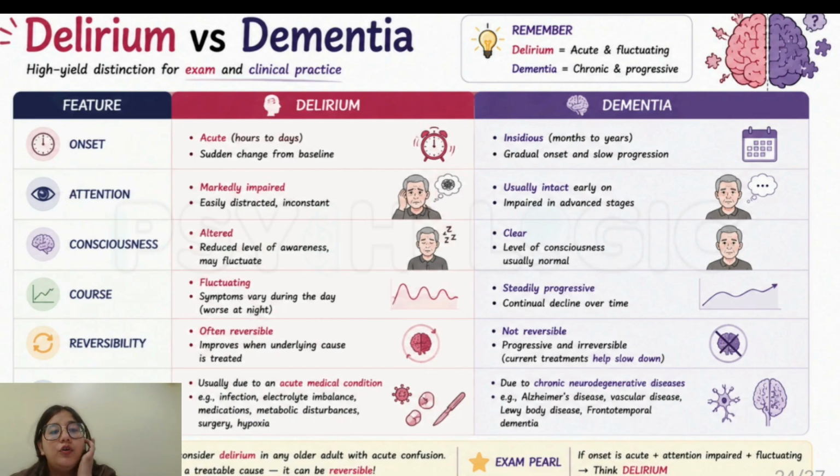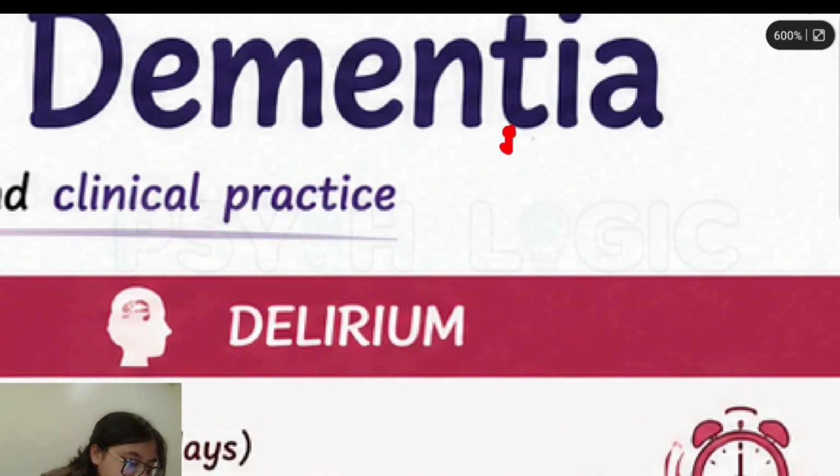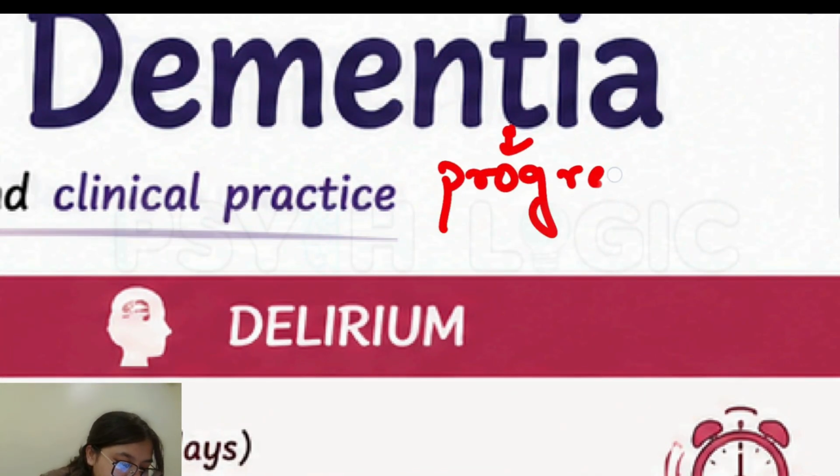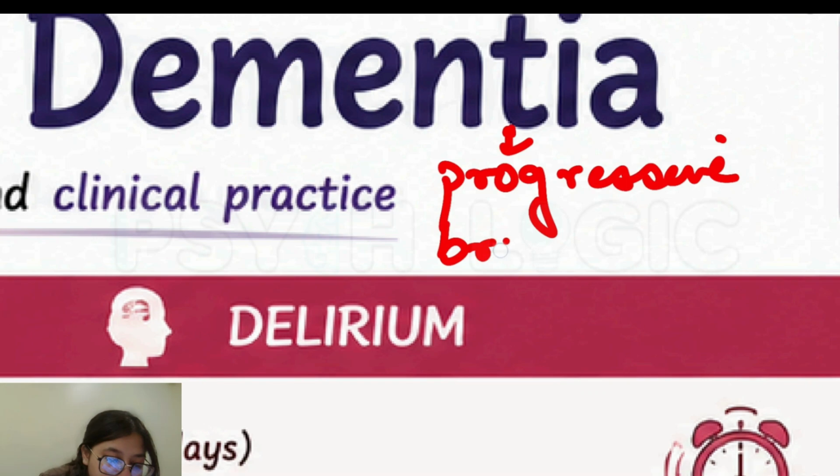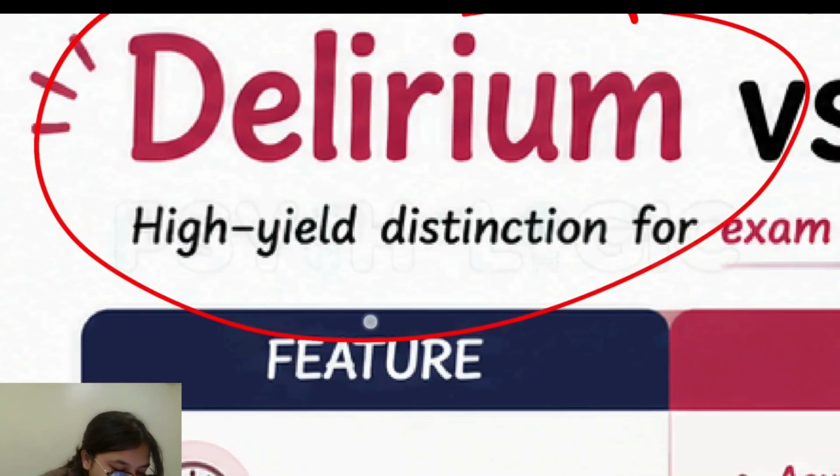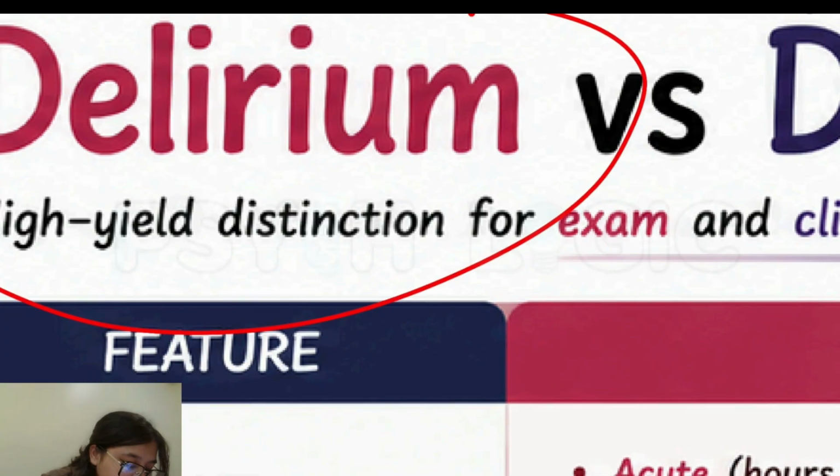Students often confuse these two. Delirium is a medical emergency. Delirium is a medical emergency, while dementia is a progressive brain disease.